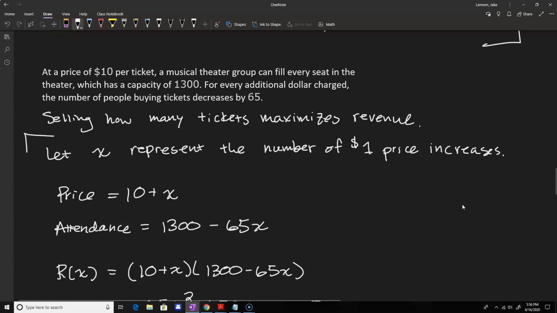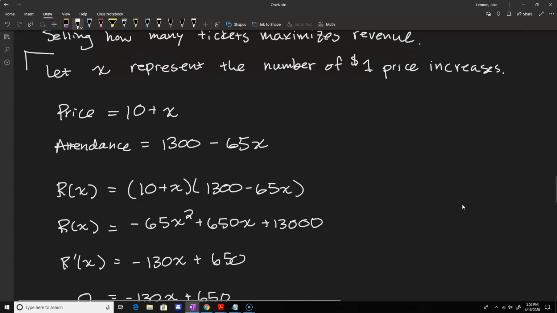So what you want to do is let X represent the number of price increases. Your price function is 10 plus X, and your attendance function is 1,300 minus 65 times the number of times you raise that price. So your revenue function is your price multiplied by attendance. So you get a polynomial.